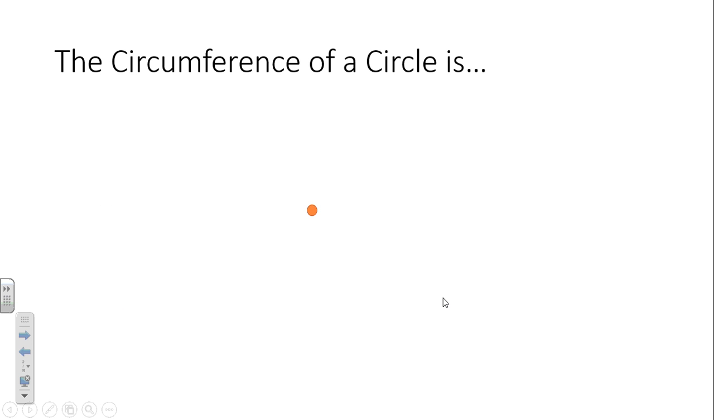Right, today we're talking about the circumference of a circle, and we're also talking about arc length. Okay, so first of all, tell me, what is the circumference of a circle? What measurement are we talking about? Something with pi, not the area. The area is the space it occupies, right? What's the circumference?